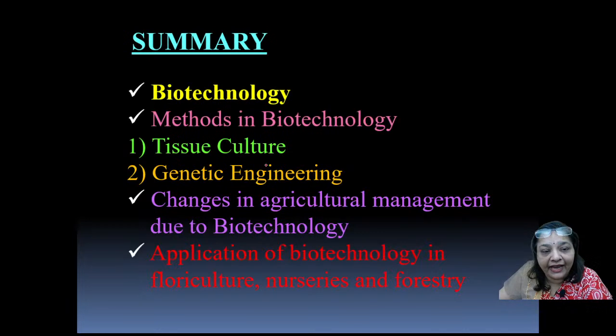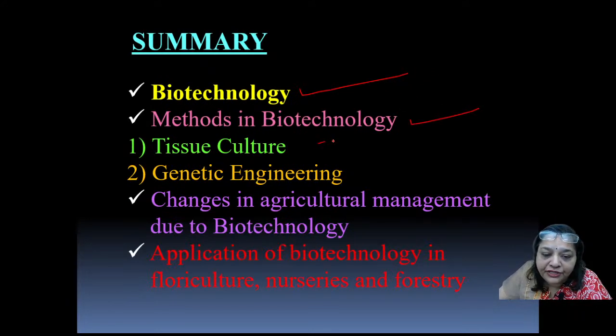Now we come to the end of this session. Let us see what we learned in this session. We learned about what is biotechnology, the methods of biotechnology, that is tissue culture and the genetic engineering methods, which are the basic biotechnological methods, right? I hope you must have understood these methods, maybe in brief, but still it must be very clear. Now, changes in the agricultural management due to biotechnology, as well as the various applications of biotechnology in various fields like floriculture, nurseries, and forestry.